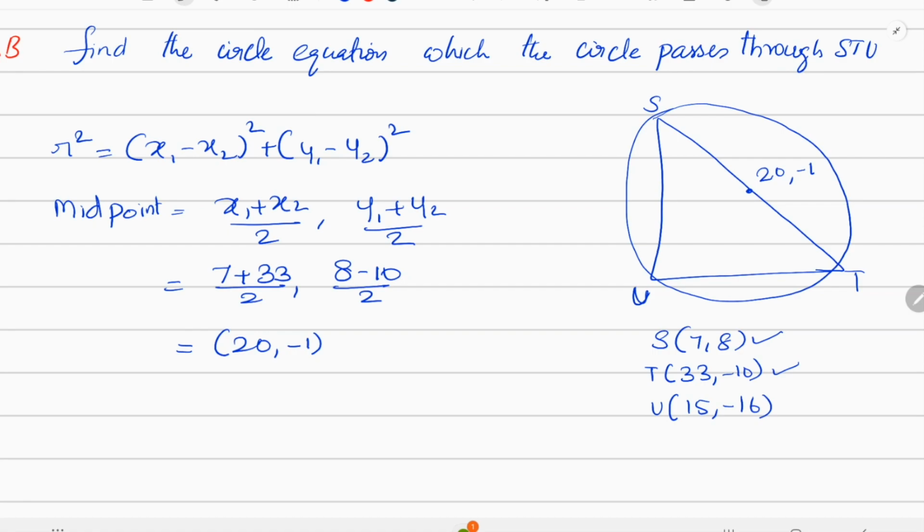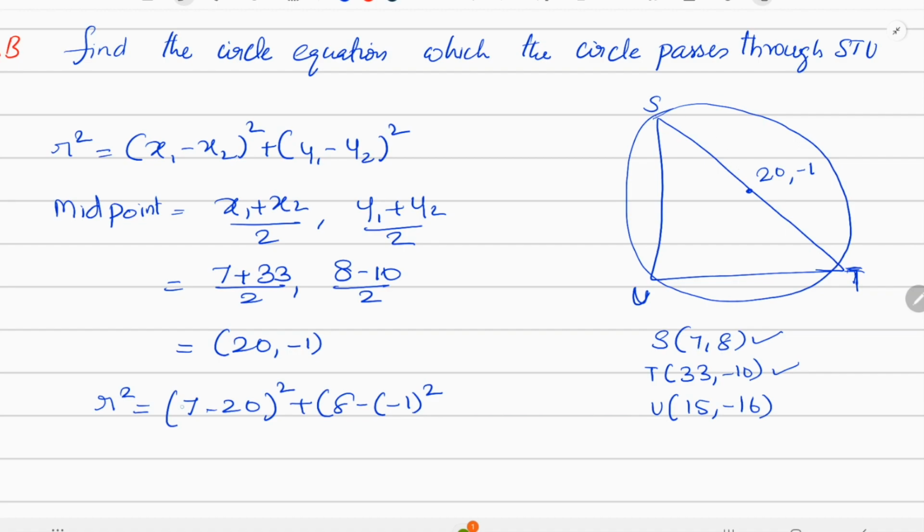Once we know the midpoint, that is the center, we need to find the radius. R square equals 7 minus 20 whole square plus 8 minus of minus 1 the whole square. We can find the radius either from S to the midpoint or from T to the midpoint. Here I take from the midpoint to S. What is the S value?